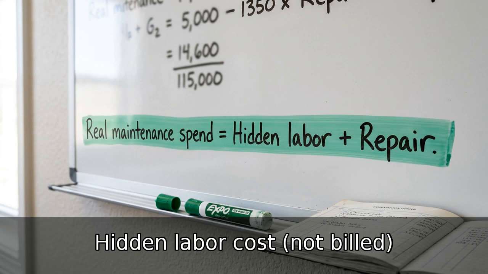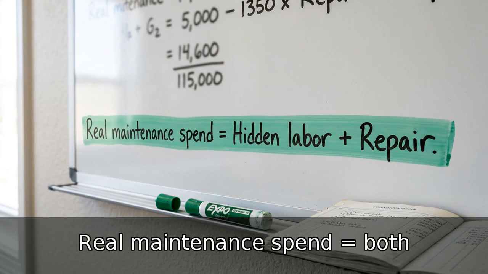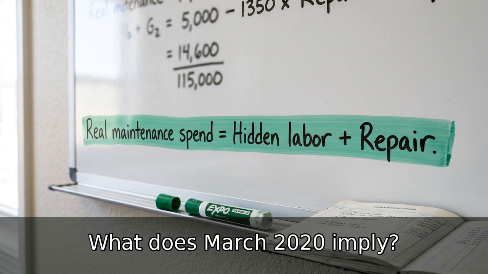Let's translate it to cash flow. On a whiteboard, you write one simple equation. Downtime hours times billable labor rate equals hidden labor cost. Hidden labor cost plus repair cost equals real maintenance spend. If you only track repairs, you undercount by the portion that shows up as paid time, overtime, route exceptions, and delayed production.